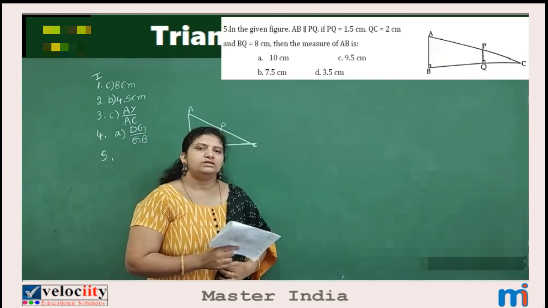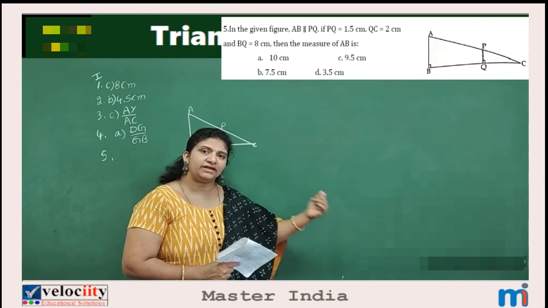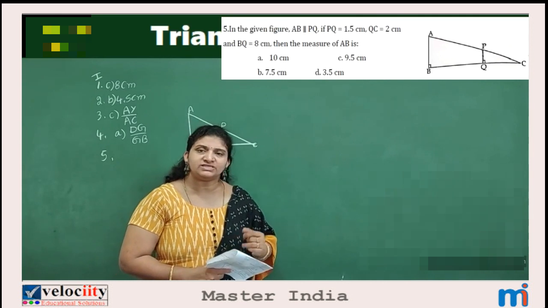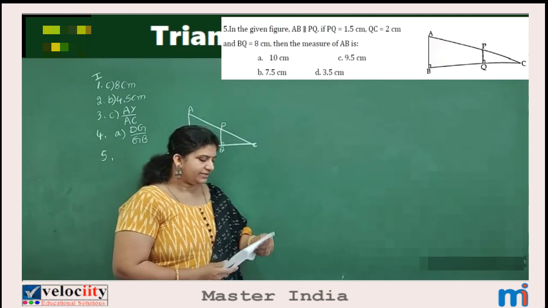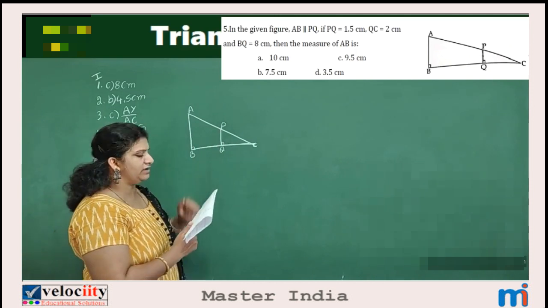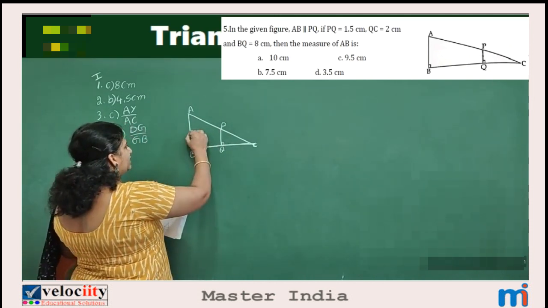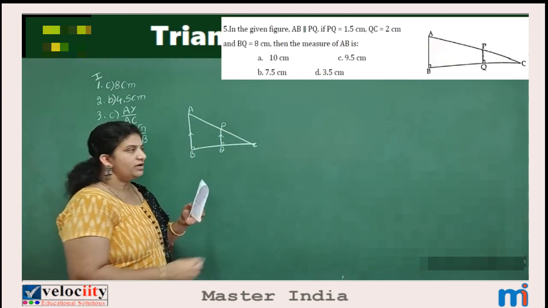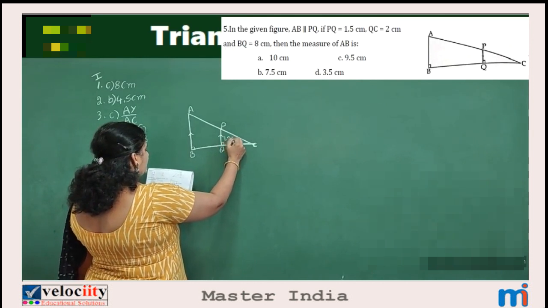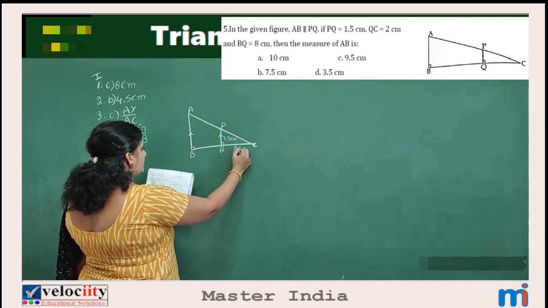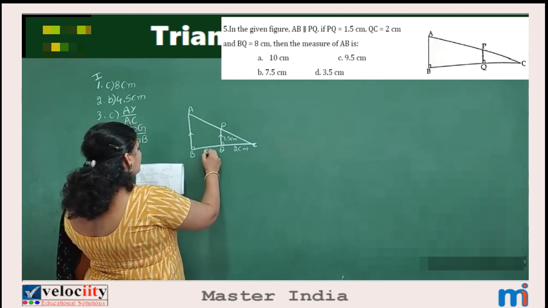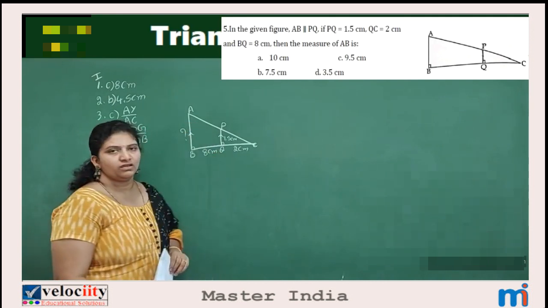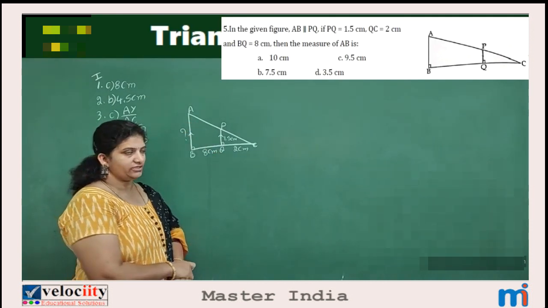So in the previous question, we can split and compare the ratios, or directly in the given figure, we can compare the ratios and write the answer. Okay. Let's move to the fifth one. In the given figure, AB parallel to PQ. If PQ is equal to 1.5 centimeters, QC is equal to 2 centimeters, and BQ is equal to 8 centimeters, then the measure of AB is your question.